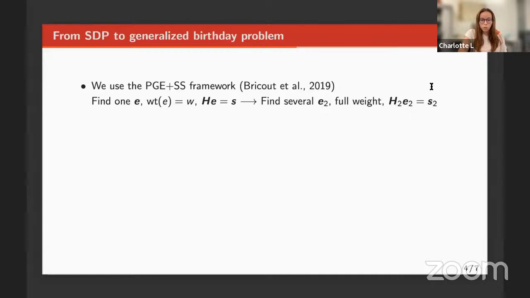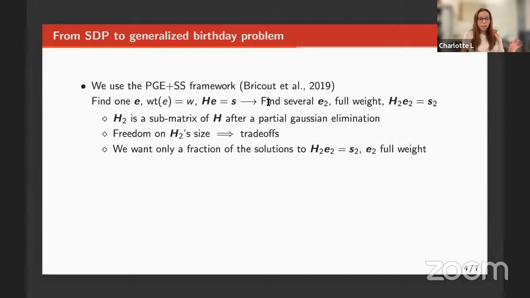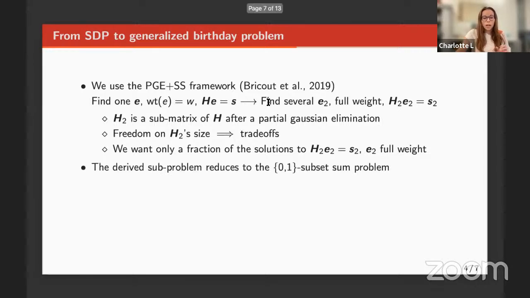So this is a sub-syndrome decoding problem where we require many solutions. In fact, this is a sub-problem because H2 is a submatrix of H after having done a partial Gaussian elimination. In our case, we have some freedom on the size of the submatrix, and it will provide us trade-offs. Noteworthy is that here, we want only a fraction of the solutions to the sub-problem. As pointed out by Bricout et al., because the solutions here are required to be full weight, the derived sub-problem in fact reduces to the 0-1 subset sum problem.